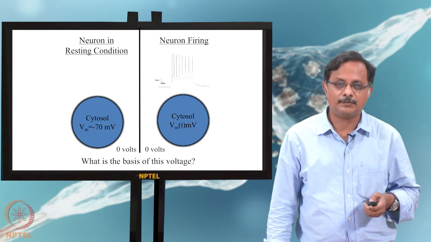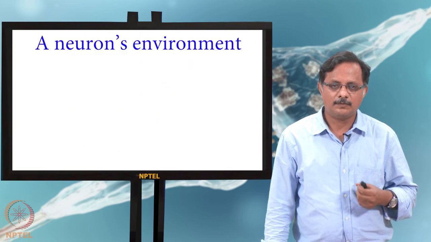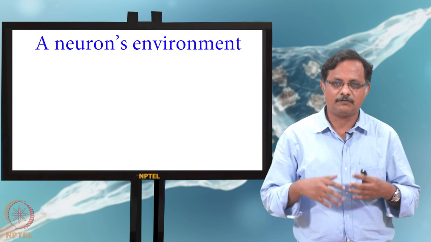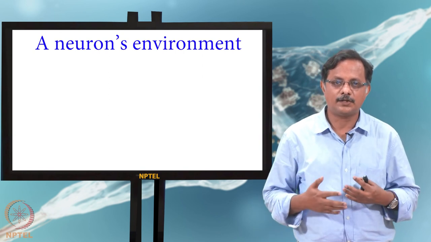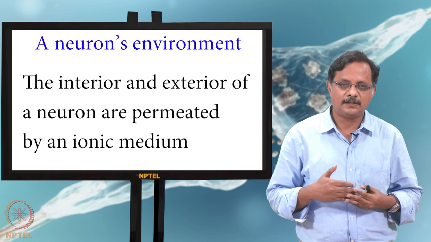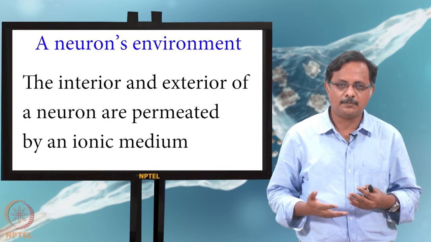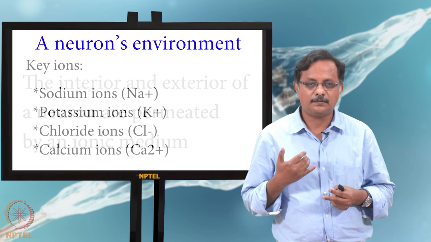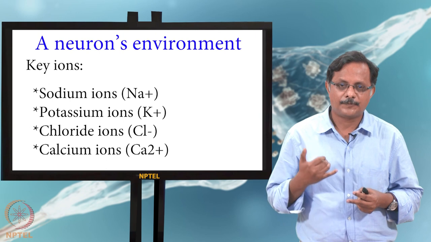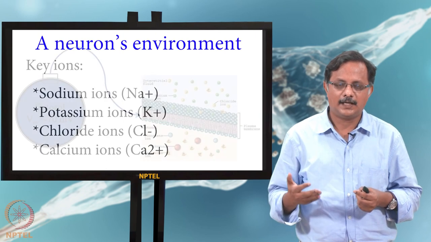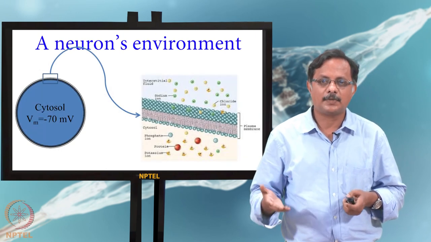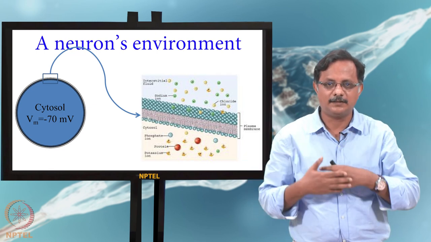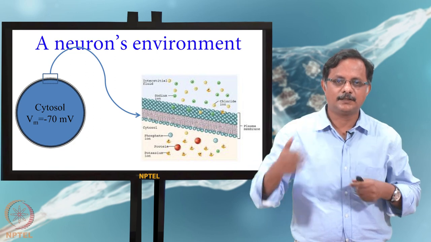Now, where is this voltage coming from? We must remember that any cell, and a neuron too, lives in an environment which is full of ions. It's an ionic medium. Both the interior and the exterior of a neuron are permeated by an ionic medium, and this medium consists of ions like sodium ions, potassium ions, chloride ions, and calcium ions. These are separated by the cell membrane or the plasma membrane, which consists of two sheets of lipids or fatty molecules, and they separate these two media.